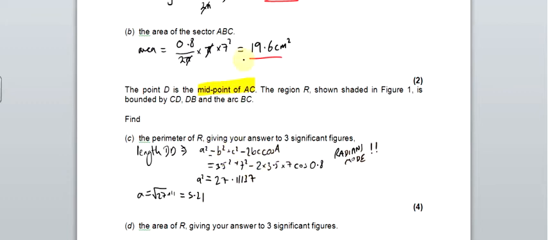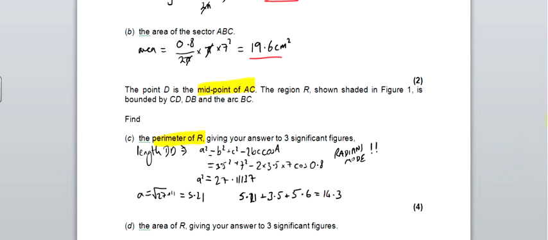Now, that's not the answer we're looking for. We're after the perimeter of R, so we have to add our sides together. So we've got that side, we've got 5.21, and then we've got to add the 3.5 and the 5.6, which is the curved side. And if you add them all up, you get 14.3.